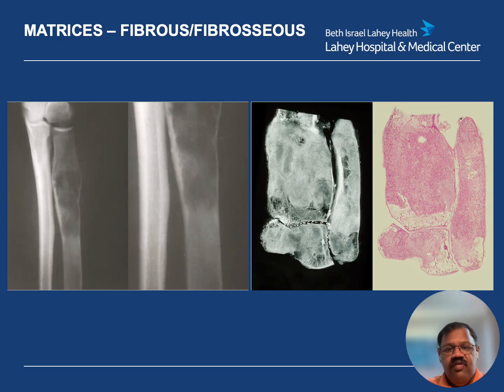Here is an example of a fibrous or fibroosseous matrix. Again, ground glass type appearance on the radiographs. Here, as you can see, contained within the metadiaphyseal junction of the long bone.